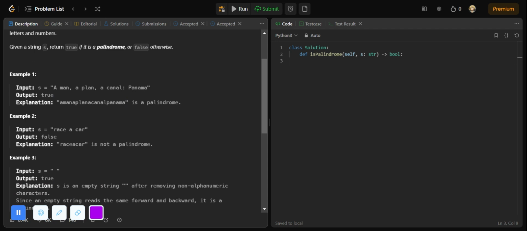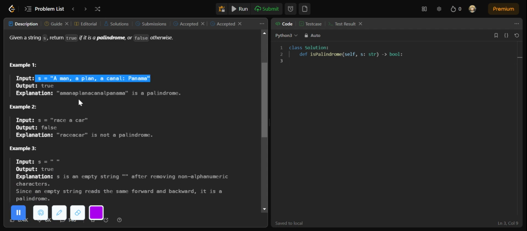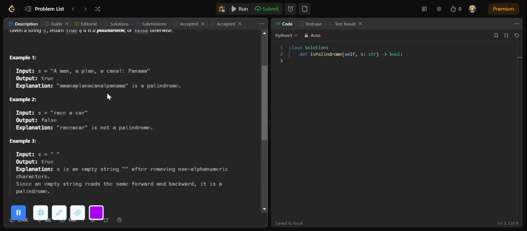So let's say we are given this string. After we remove non-alphanumeric characters and convert all uppercase letters to lowercase, our result will be like this one, the pre-processed one. Then we check whether this is a palindrome or not.